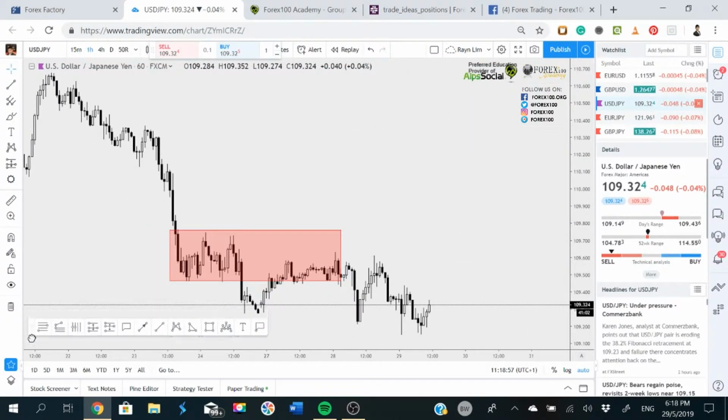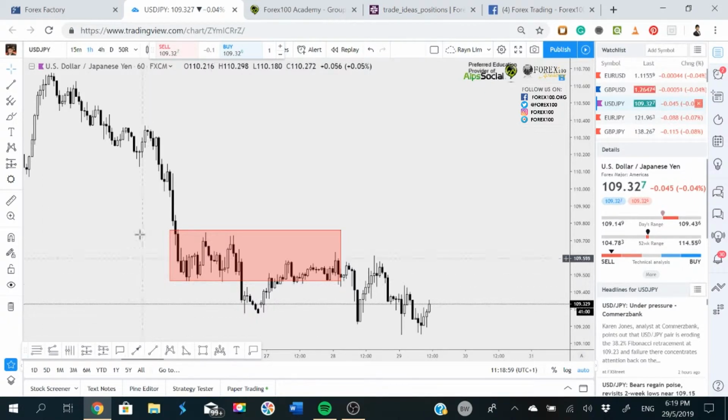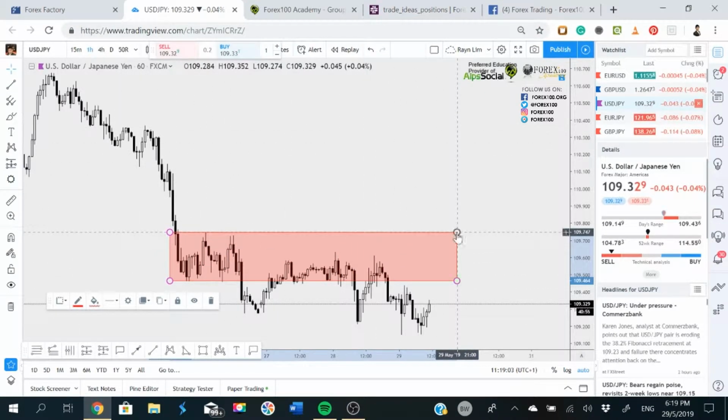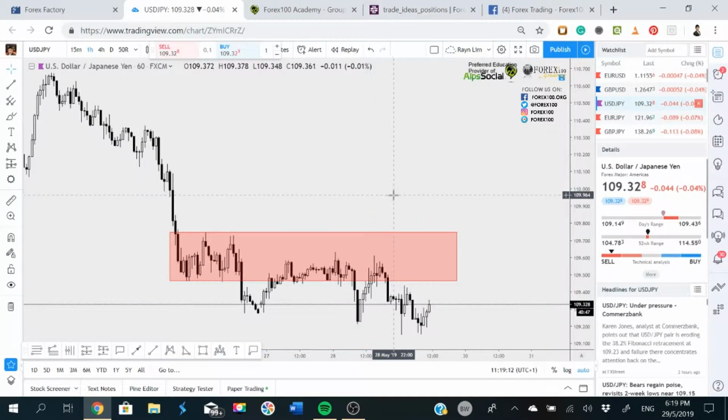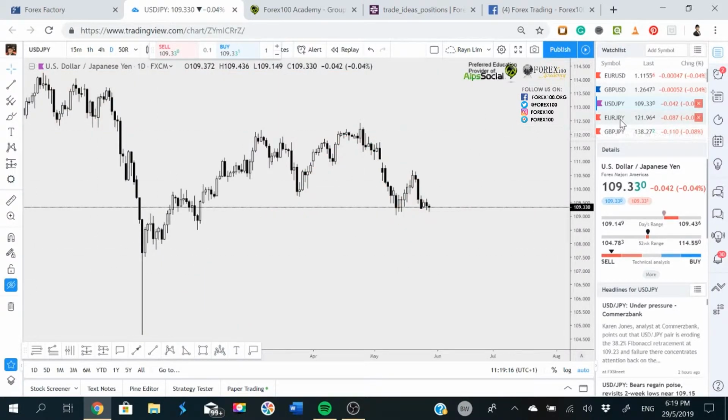Alright, so on the 1 hour chart, I'm looking for a shorting opportunity over here. Waiting for the market to get back up into the sell zone for a shorting opportunity, easy as such. So that's all I have for you for dollar yen. Head down to the next pair, euro yen.